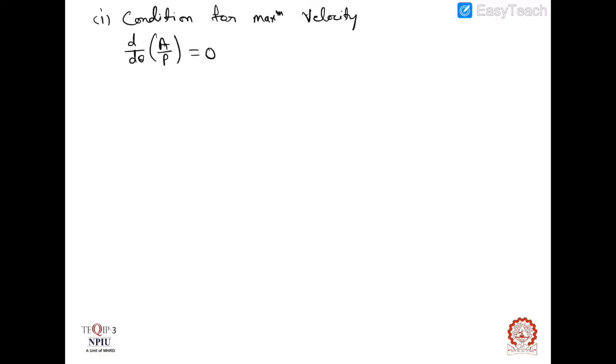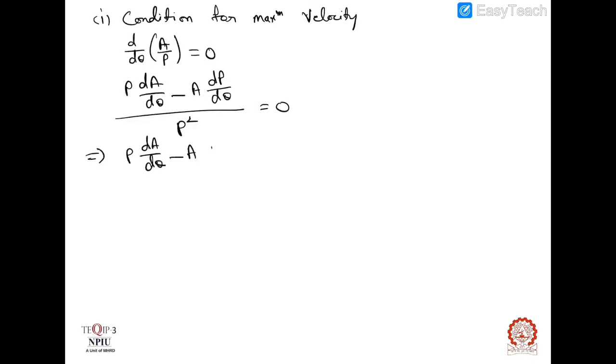Differentiation of A upon P: both are functions of theta, so we have two functions, x1 and x2. So again we have to put the formula: P dA upon d theta minus A dP upon d theta divided by P square is equal to 0, or we can write P dA upon d theta minus A dP upon d theta is equal to 0. So now we can find the individual dA upon d theta and dP upon d theta. Suppose this is equation number 3.